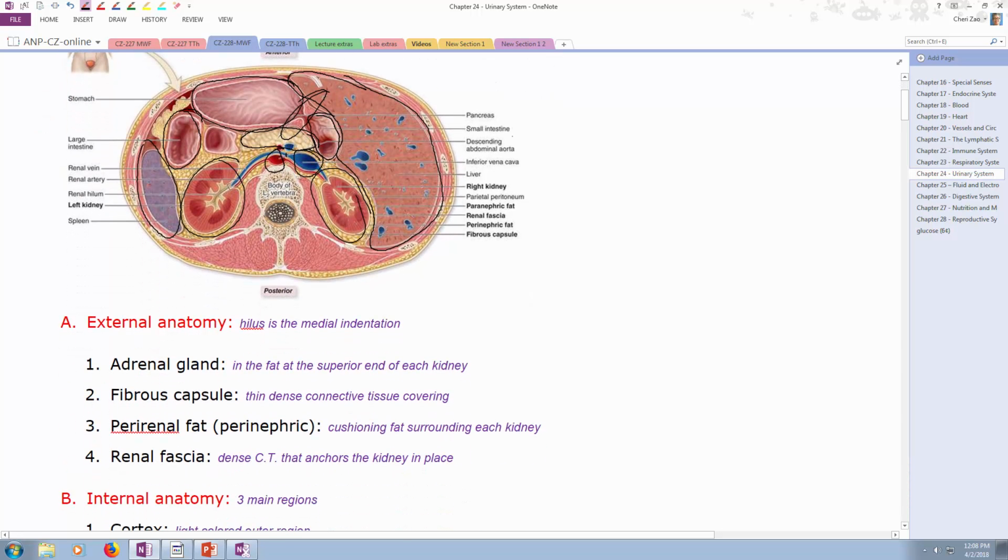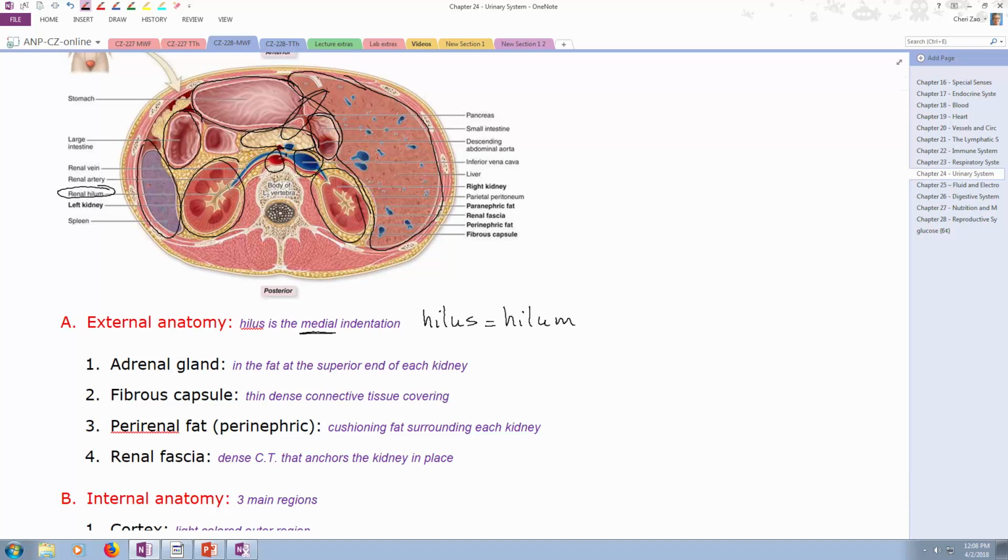Going down to the external anatomy here, hilus is the medial indentation. And I want you to realize that hilus is synonymous with hilum. They used to use hilus a long time ago, and now they're using hilum a little bit more. And when you take a look at the picture up above, it says renal hilum. And so realize that is the medial aspect of our kidneys with the way they're actually located in our body, and it's an indentation like a kidney bean.